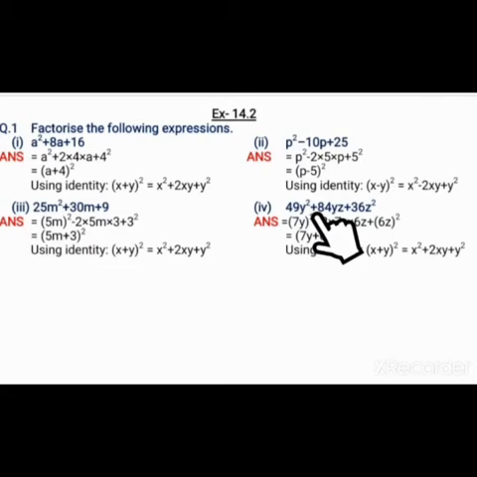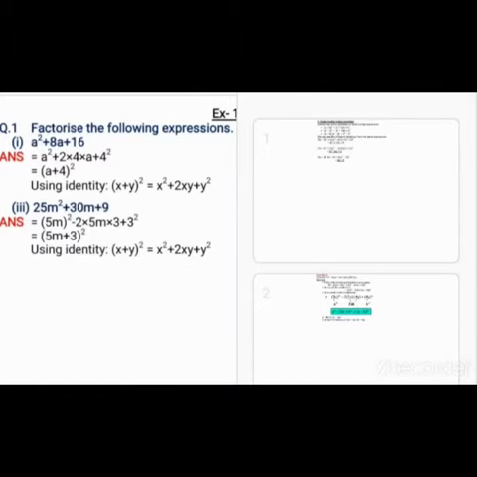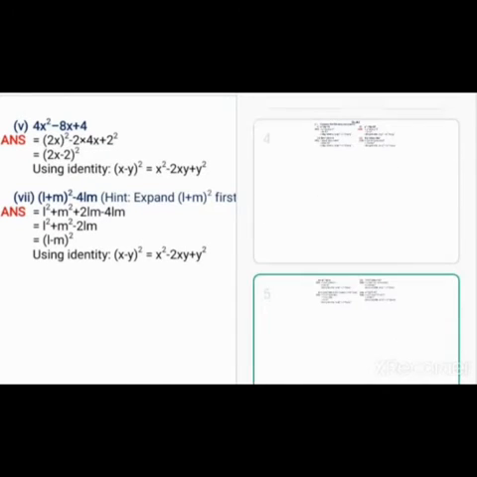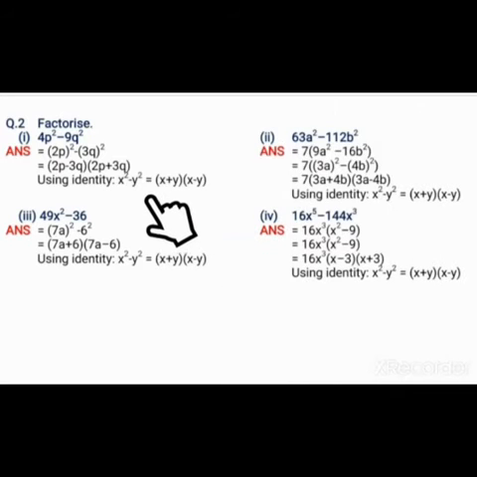Fourth one, 49y square plus 84yz plus 36z square. 49y square is the square of 7y and 36z square is the square of 6z, and the middle term is 2 multiply first term multiply last term. So that is (7y plus 6z) whole square. Same as the fifth one, sixth one, seventh one, eighth one. You have to follow the identities to factorize.